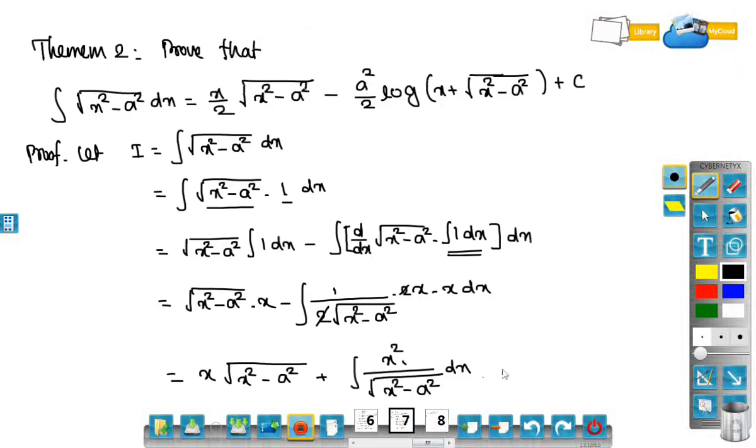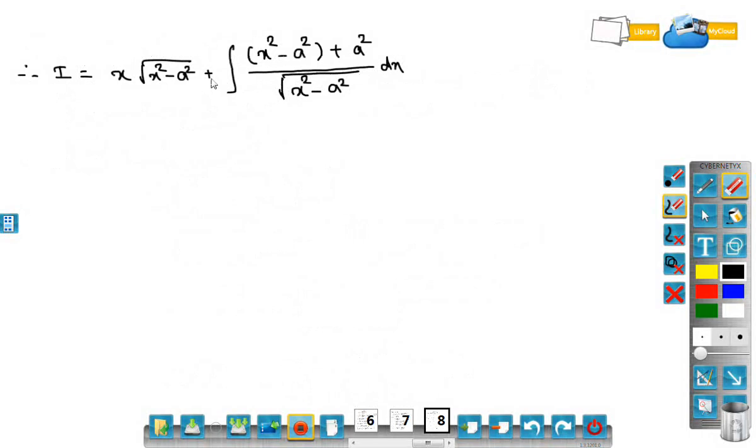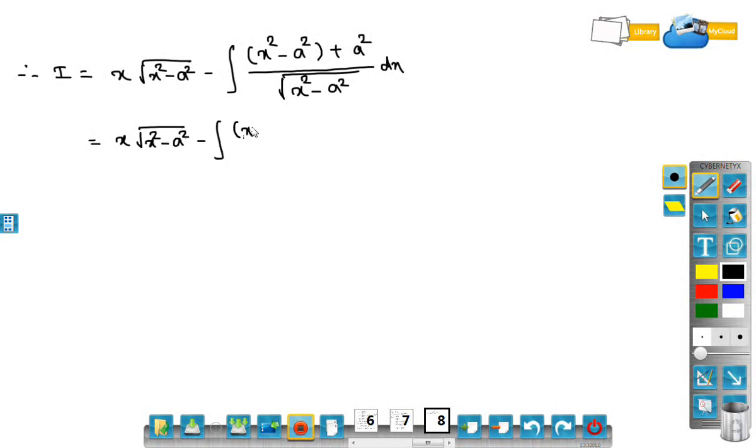Something is wrong here. This was the minus sign. Here is the minus sign. Okay, so I should make the correction here. This is again minus. Now separately divide and then integrate. So this is equal to x under root of x square minus a square minus x square minus a square divided by under root of x square minus a square, I'm separately dividing, then minus a square upon under root of x square minus a square dx.